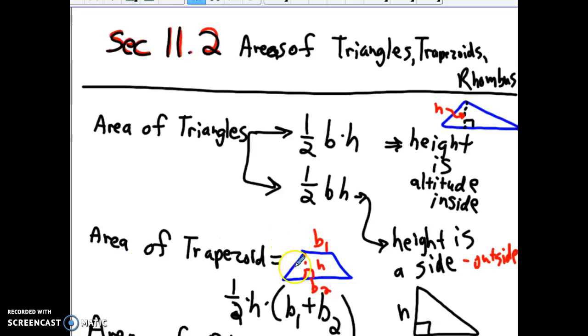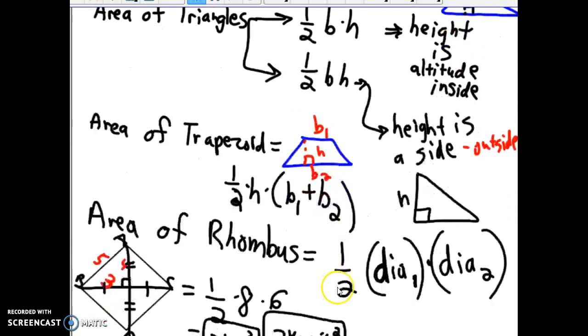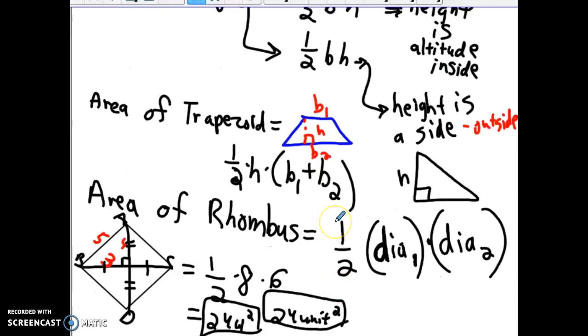We did trapezoid, where the bases are the parallel sides, when you use 1/2 height times base 1 plus base 2. And then we did rhombus, which is a continuation of a subject we actually already touched upon earlier in chapter 8. And that was area of rhombus is 1/2 diagonal times diagonal, which is 1/2 8 times 6 for this particular shape.